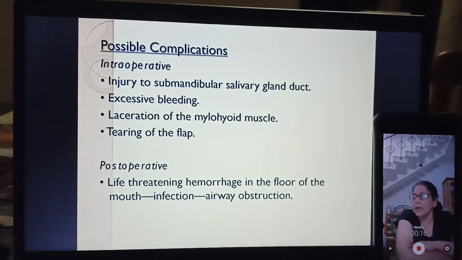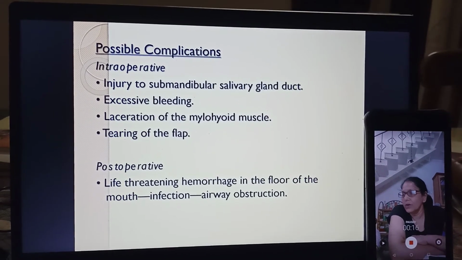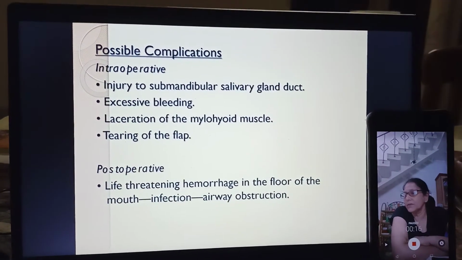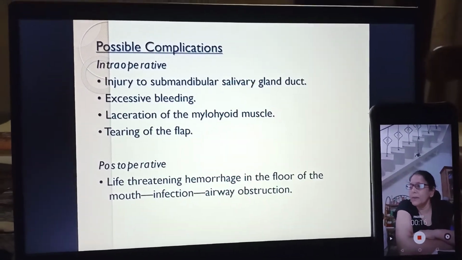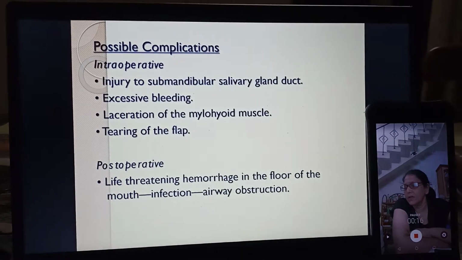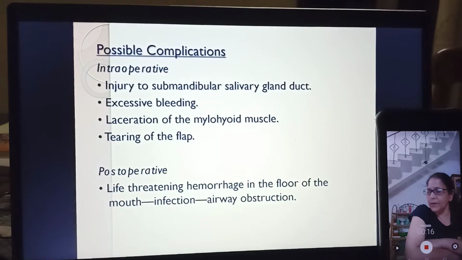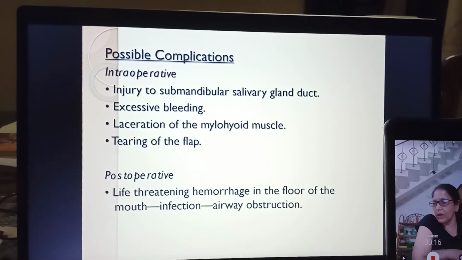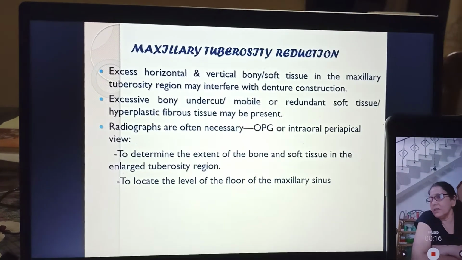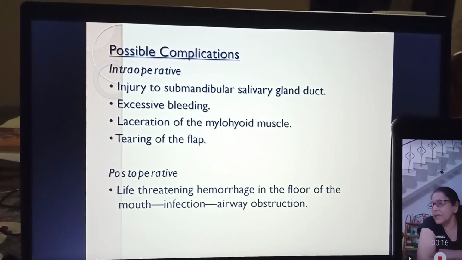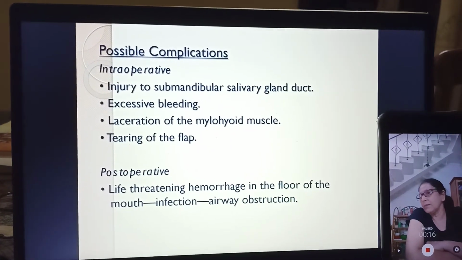Post-operatively, life-threatening hemorrhage in the floor of the mouth has been reported. So it is a good idea sometimes to admit this patient for monitoring, so that the patient can be checked for any hemorrhage, hematoma or airway problem and discharged the next day. Infection should also be dealt with by using adequate antibiotic cover.